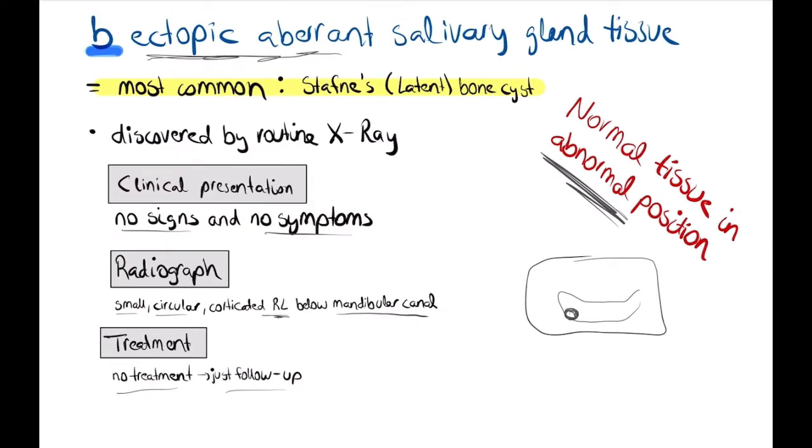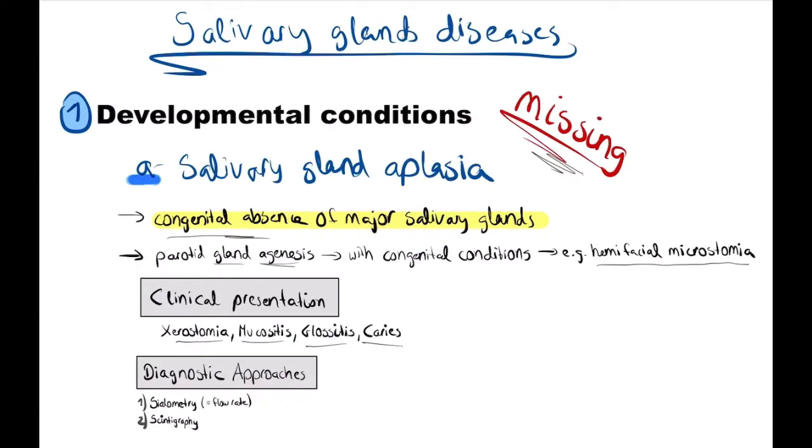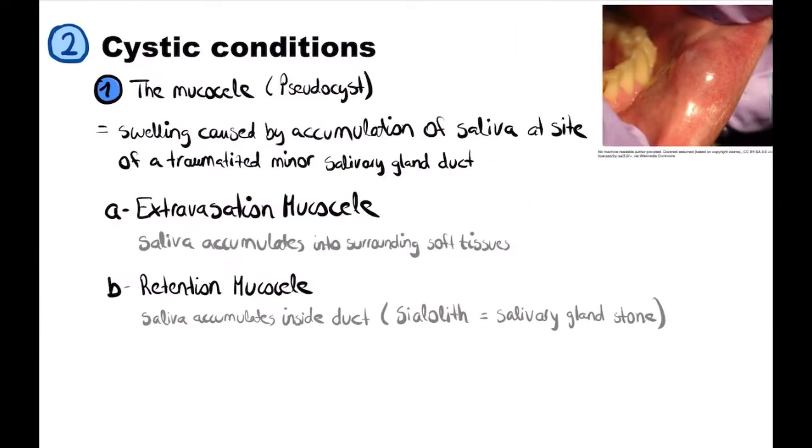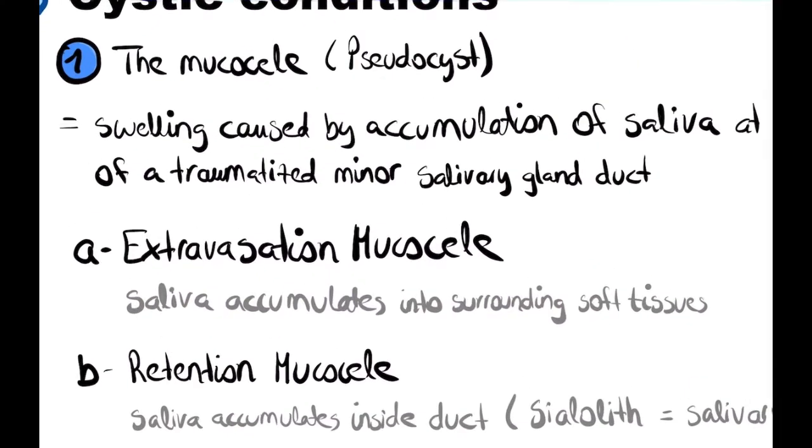Okay, so these are the two types of the developmental condition. Now we have the cystic condition. Here we basically talk about three types: the mucocele, the ranula, and the true cystic lesions. The mucocele is a pseudocyst. What does pseudocyst mean? You can watch one of my videos to understand what a pseudocyst is.